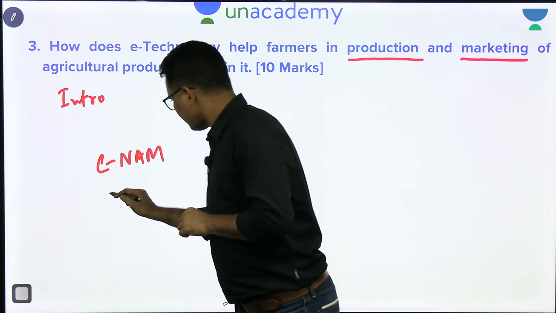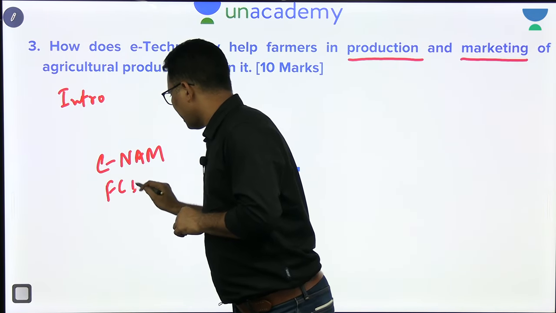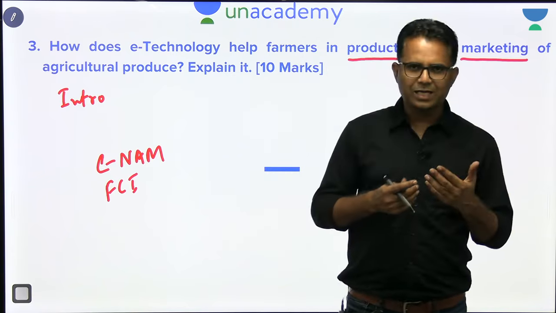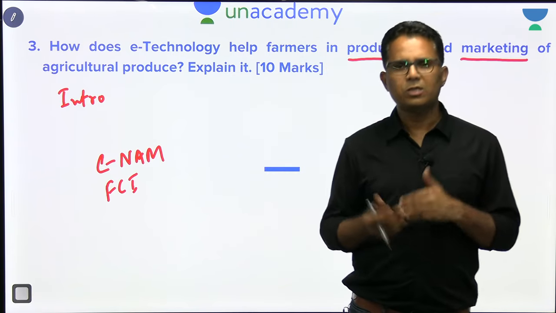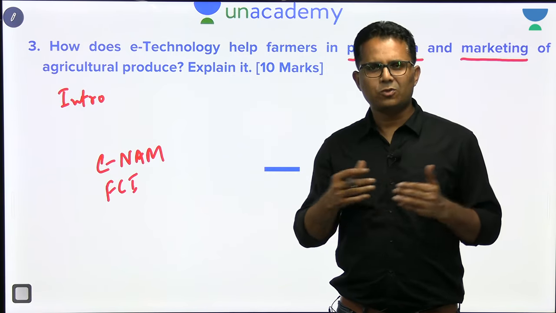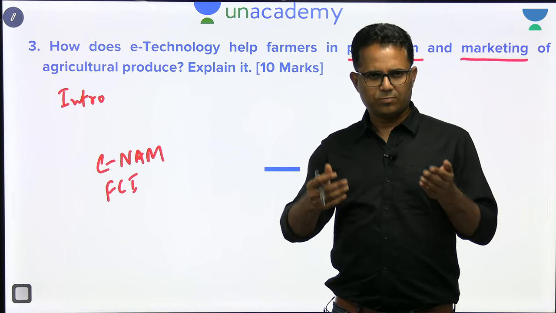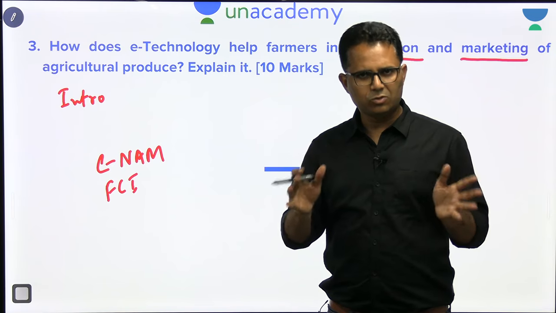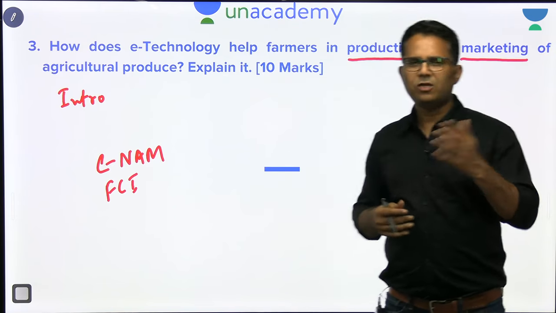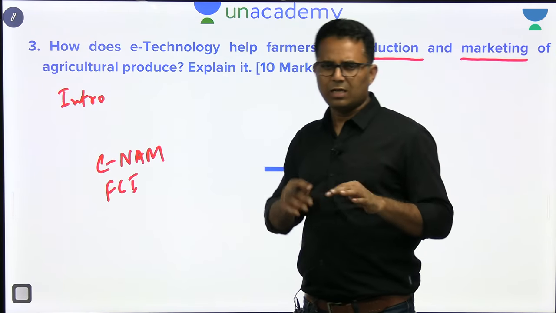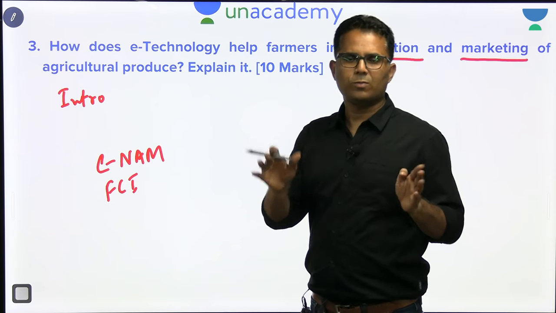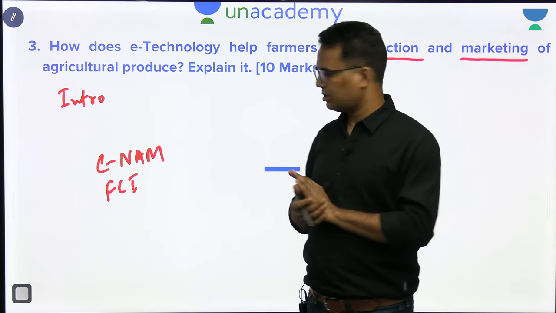Then, FCI has started procurement. FCI has made all this procurement online. Earlier, farmers used to go and wait for a long time in the queue. Now, all these things, procurement and payment, are being done online. Online means in the mandi, of course, the farmers will have to bring this to the mandi, but all this process has been automated through information and communication technology.